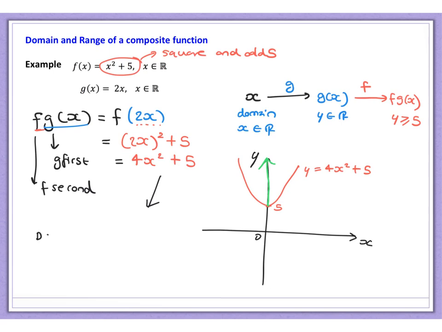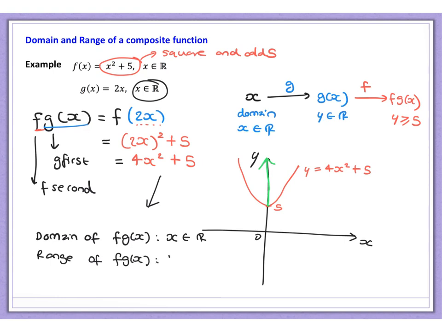So the domain of the composite function, fg of x, is any real number, because this is the domain of g, the first function to be applied, and the range is simply y is greater than or equal to 5.